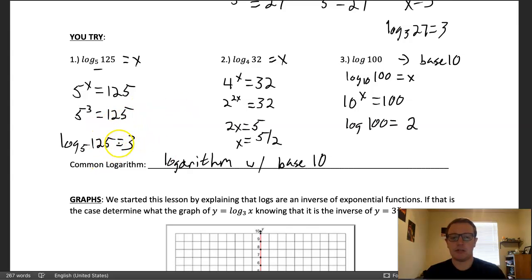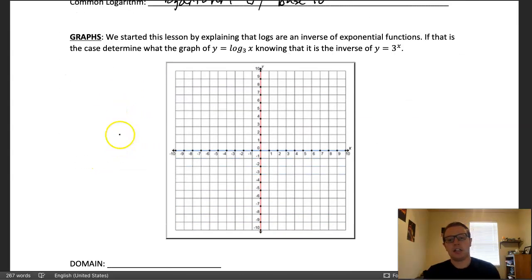Now let's try to graph one. How are we going to graph this? Well, we started off by explaining logarithms are the inverses of exponents. So if we look at the graph of an exponent, we can invert it to find a logarithm. And that's what we're going to do here. We're going to try to figure out the graph of log base 3 of x by using its inverse, which we know is going to be y is equal to 3 to the x.